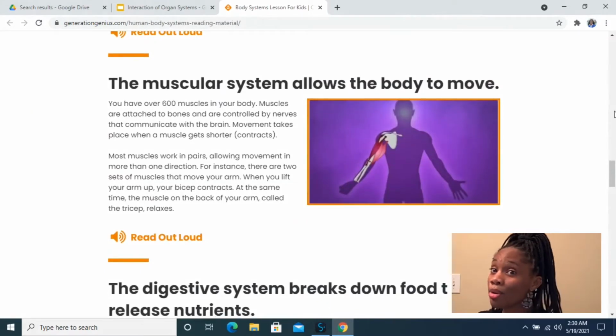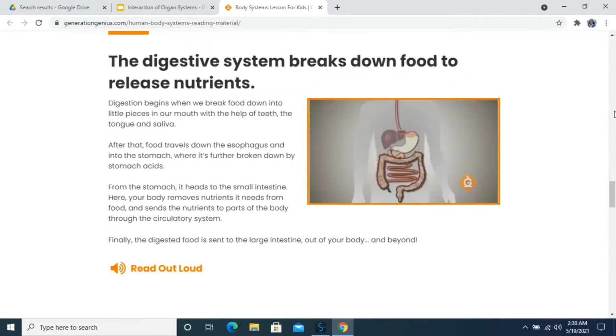So we cannot move without our muscular system and our skeletal system working together. The digestive system breaks down food to release nutrients. Digestion begins when we break food down into little pieces in our mouth with the help of teeth, the tongue, and saliva. After that, food travels down the esophagus and into the stomach, where it's further broken down by stomach acids. From the stomach, it heads to the small intestine.